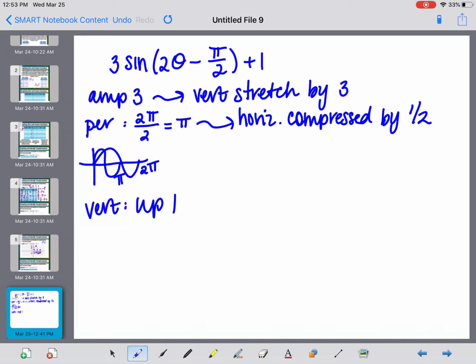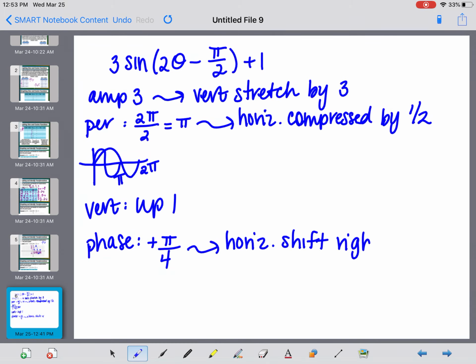Okay, the vertical shift was up 1. That was easy. And our phase shift, we know that it was a plus pi over 4. So that was a horizontal shift to the right, pi over 4 units. Okay, so just kind of bringing everything together here with our transformations.